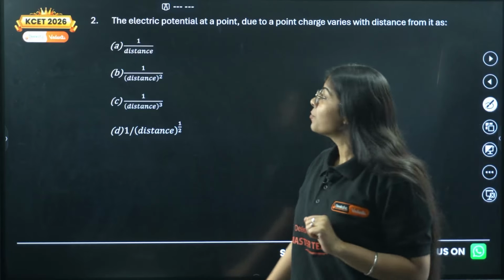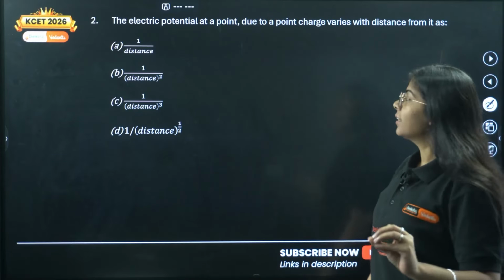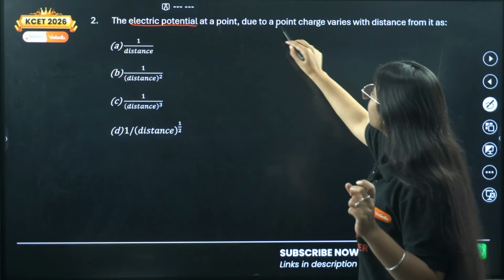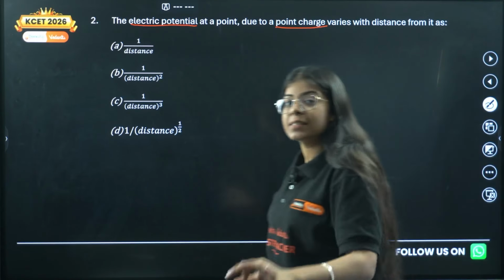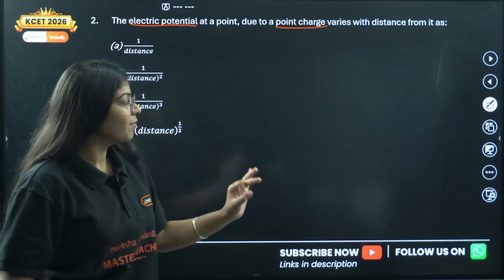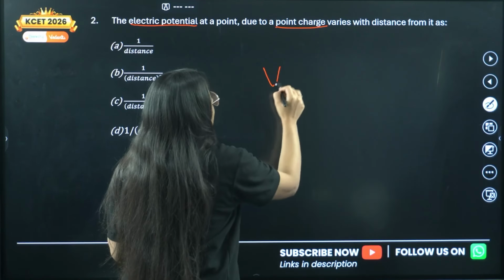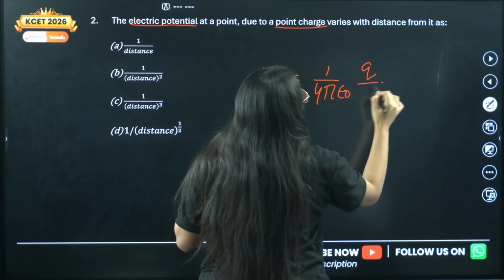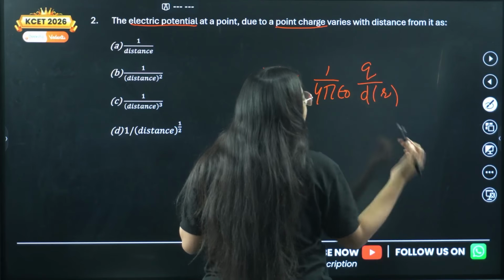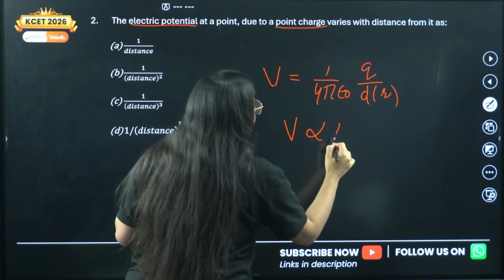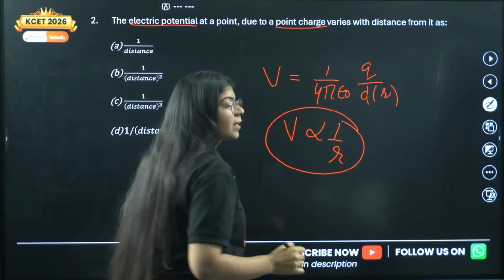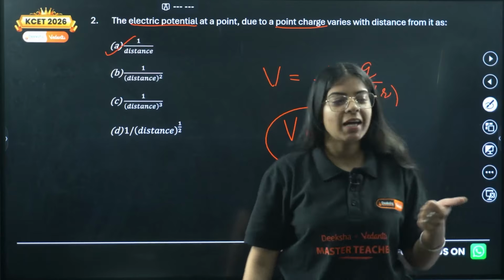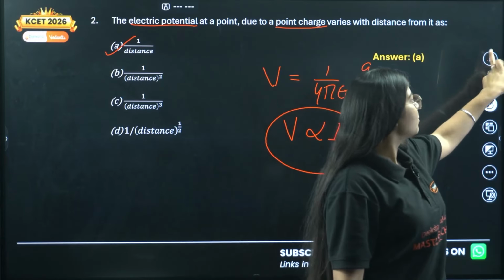Next question says, read it carefully, electric potential at a point due to point charge varies with distance. How the electric potential varies with distance? We know electric potential is 1 by 4 pi epsilon naught charge by distance, or you can write R. So it's definitely inversely proportional to distance. Correct? So the correct option will be 1 by distance. Correct? Moving on to the next question.